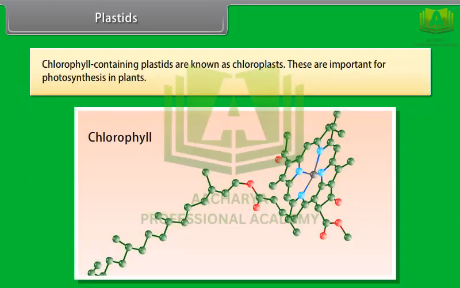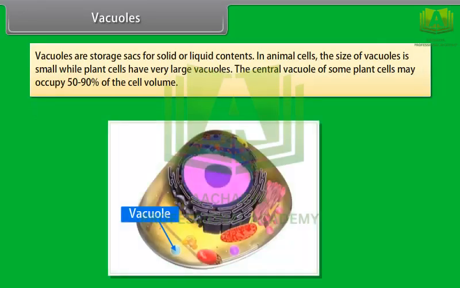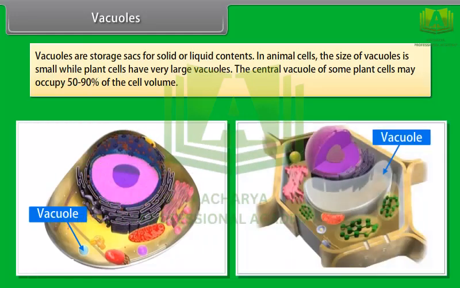Chlorophyll-containing plastids are known as chloroplasts. These are important for photosynthesis in plants. Vacuoles. Vacuoles are storage sacs for solid or liquid contents. In animal cells, the size of vacuoles is small, while plant cells have very large vacuoles. The central vacuole of some plant cells may occupy 50 to 90% of the cell volume.